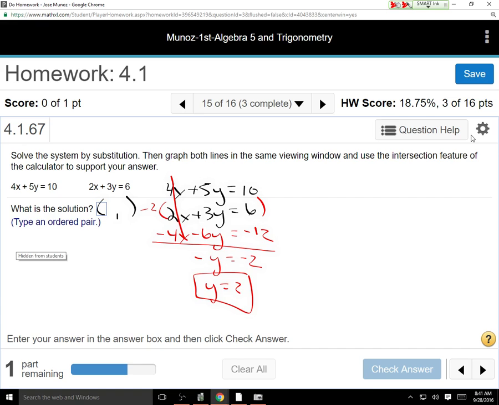Pick one of the two. Which one do you want to use to solve for x? Smaller numbers. So 2 times x plus 3 times 2 is equal to 6. That's 6, and that's 6, isn't it? So 2x is equal to 0, which means x is 0. That's it.